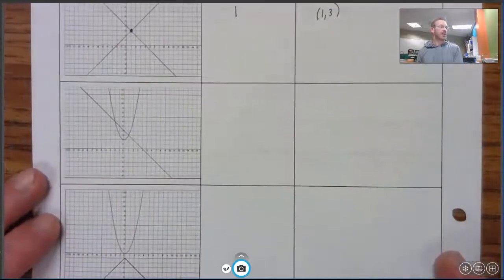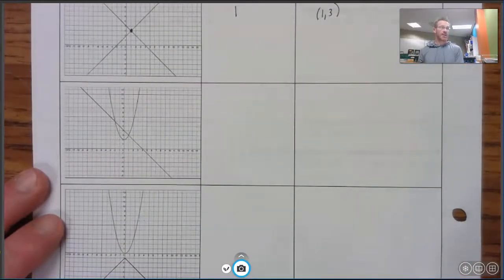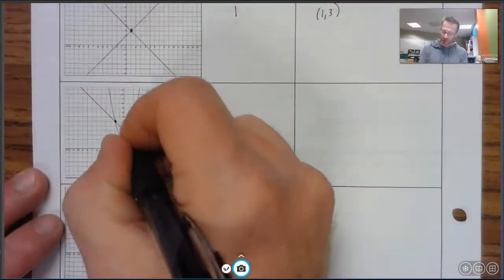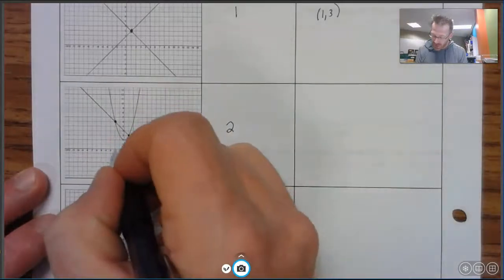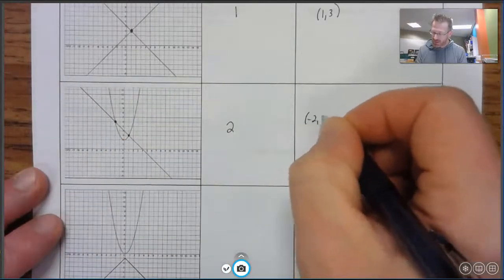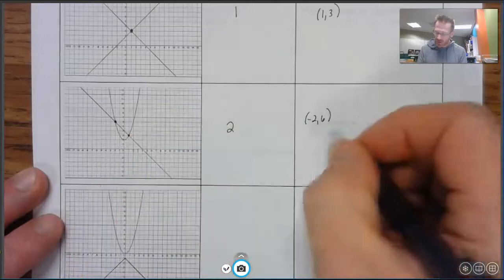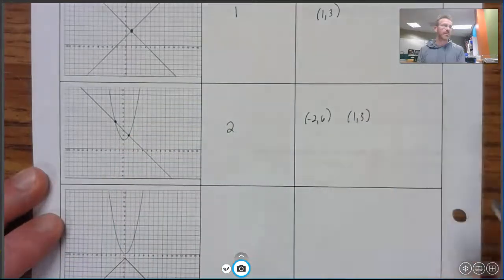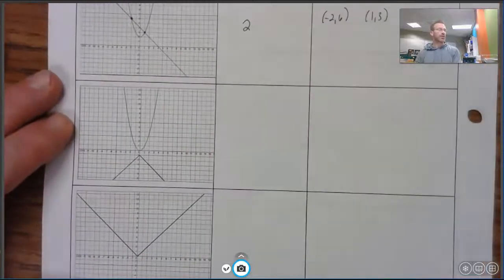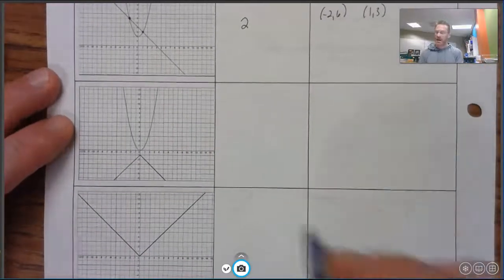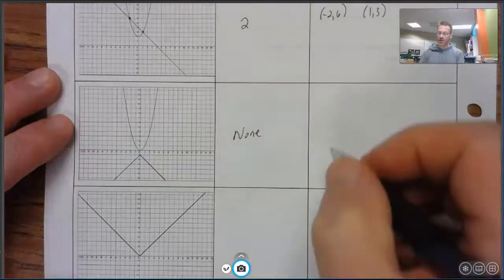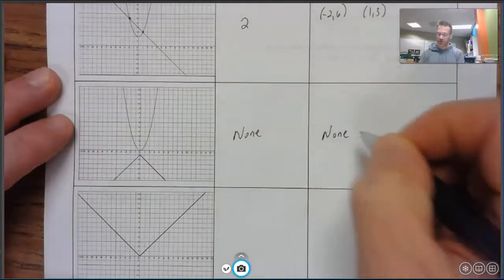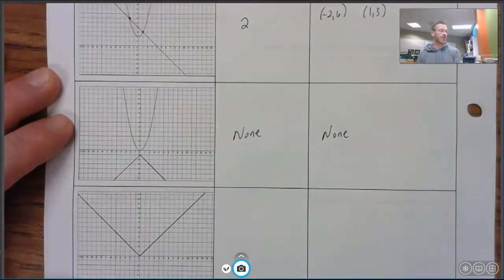All right, if I look at the next one here, how many solutions do we have? Well, we have 2 points of intersection, so we have 2 solutions. And the first one is (-2, 6). The second one is (1, 3). And the order doesn't matter. As long as you list both points, you're good. All right, notice our third graph here, right? How many points of intersection do we have? None, right? So there's no solutions, right? So what is the solution? There are no solutions, right? So there are none there as well.